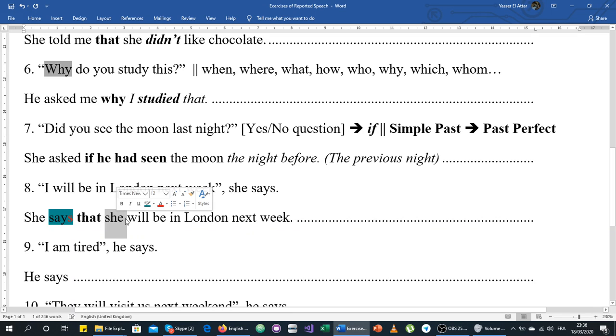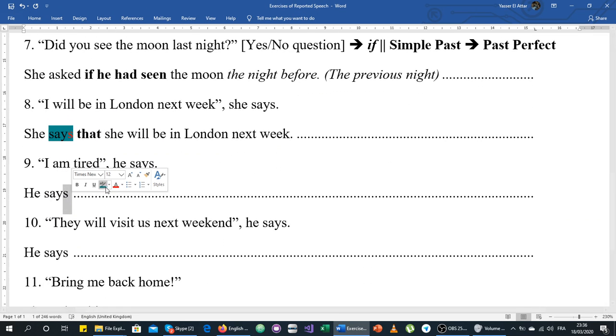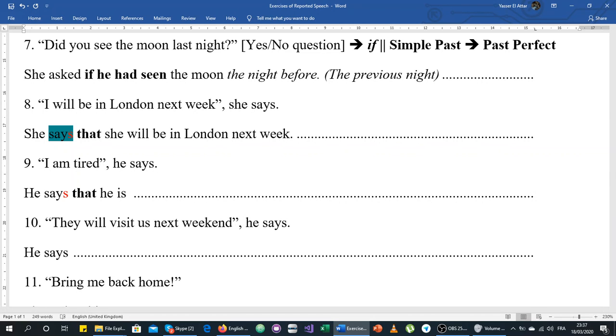Why don't we change "will" and "next week," as I said, because "says" is in the present. Another case of "says," so "says" is also here in the present. Okay, "says" is conjugated in the present. Here we have "I am tired." It's a statement, so we add "that." Here "I" refers to "he," so "he." Okay, "he," but here "I am," so I'm talking about myself. "He is" is in the present, we keep it in the present. He is tired. Okay, he says that he is tired.